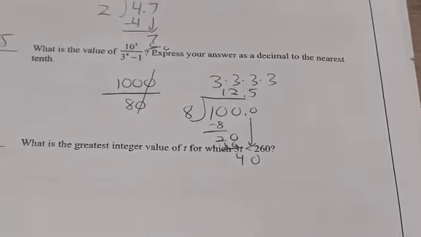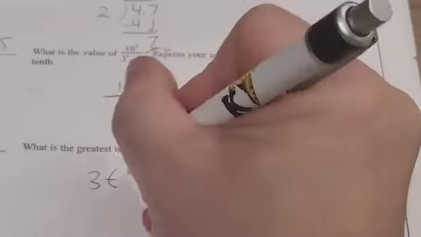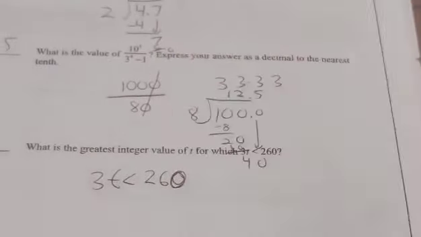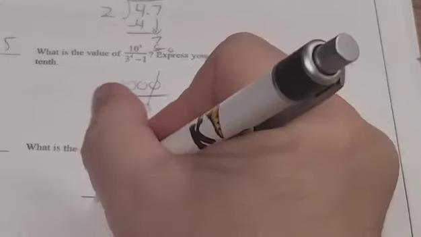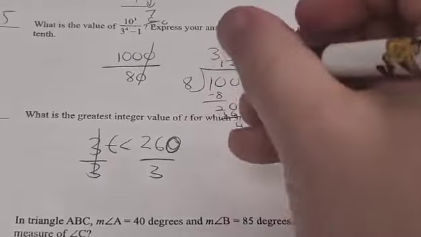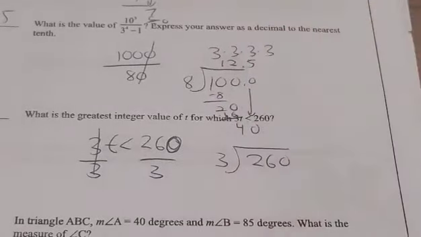What is the greatest value for which t, 3t, is less than 260? So we want to know what's the greatest value that t could be. Well, side by side tells you to multiply, so we're just going to divide. This is just like having equals, almost. So divide by 3. 260 divided by 3.